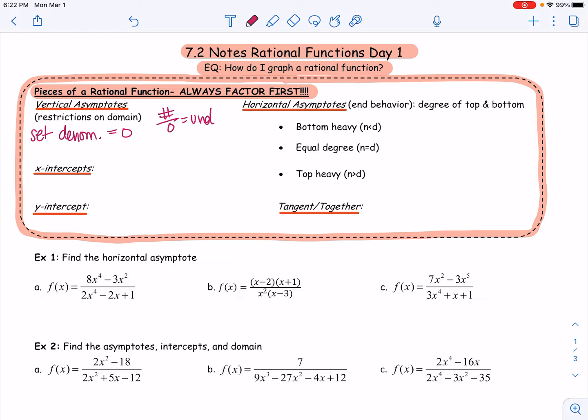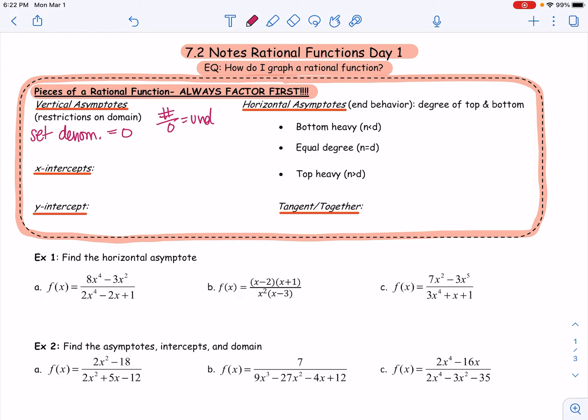Okay. Horizontal asymptotes. Remember, again, how we transform the parent function. Horizontal asymptotes are based on any shifts up or down. And so that affected our range and that affected our end behavior. So this time, because we have those polynomials divided by one another, we're actually going to compare the degree of our numerator, the top, and the degree of our bottom, the denominator.